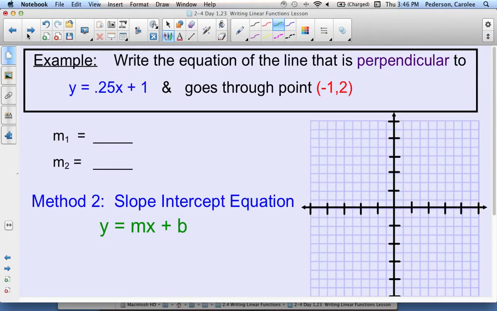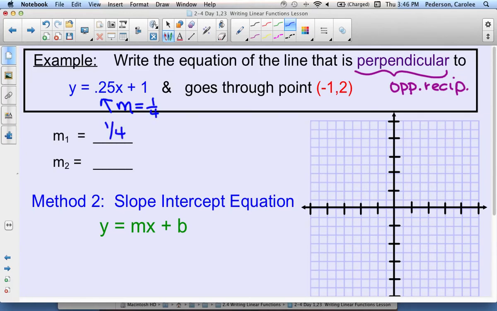This problem is very similar to the one that we just did, but now we're talking about perpendicular. To be perpendicular, you must have slopes that are opposite reciprocals. So here is my first equation, and its slope is 0.25, or 1/4. So let's write that down.